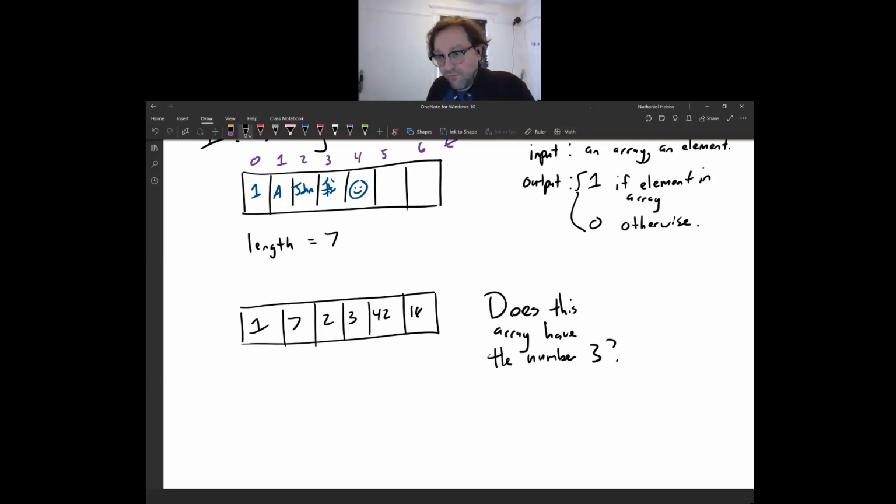Now, how did you find the number 3? By using the, I'm not sure what it's called, but 0, 1, 2, 3. So it's in the fourth cell of the array, I think. Yeah, I'm imagining you looked through the array and you saw the number 3, and that's why you said yes.